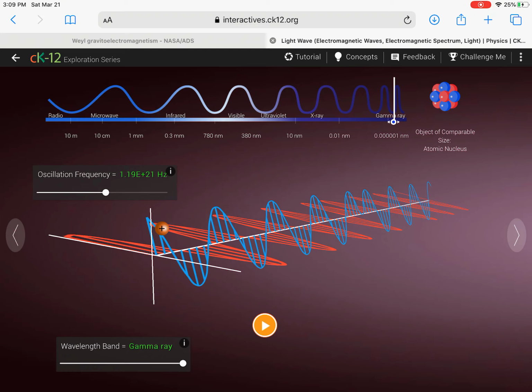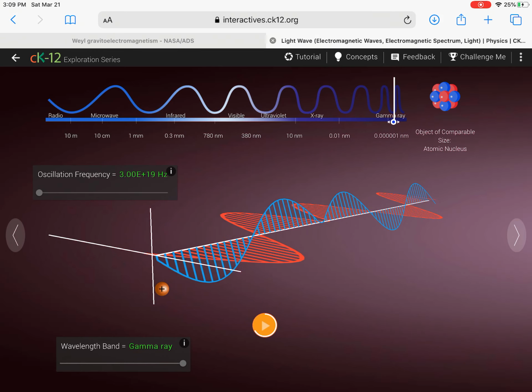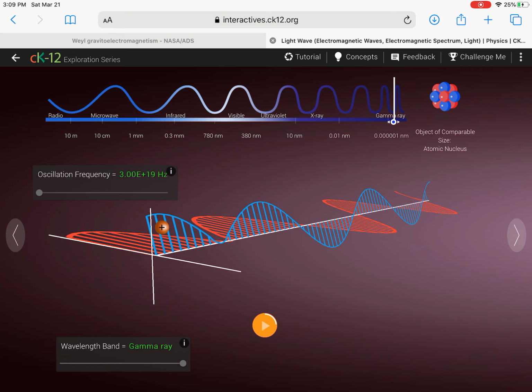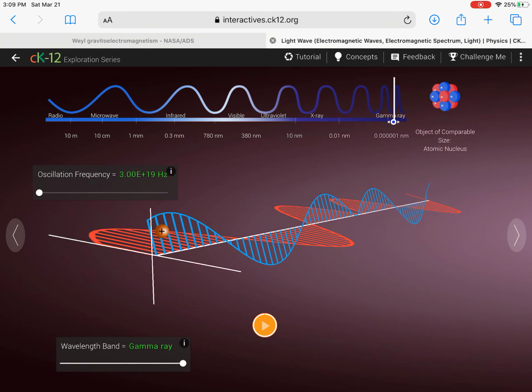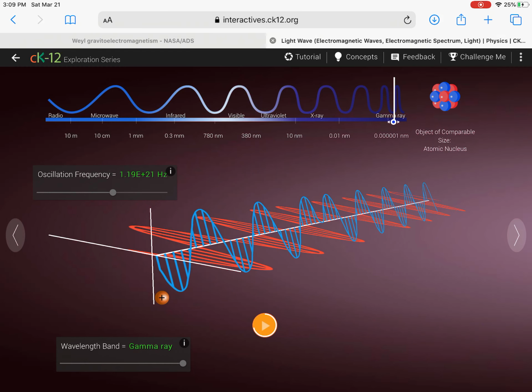So what makes a radio different than light? If you look at a radio wave, it vibrates up and down, but it has a longer wavelength. The top of one wave to the top of another is longer, and it vibrates slower. So that's what a microwave looks like. And how is light different than a microwave or radio wave? Light vibrates faster, it has a shorter wavelength and a higher frequency.